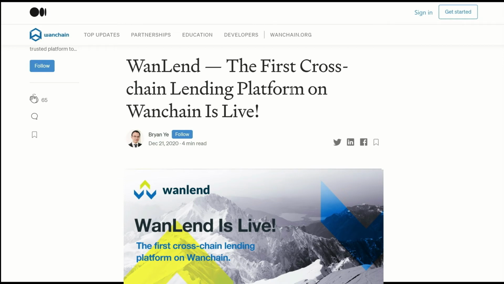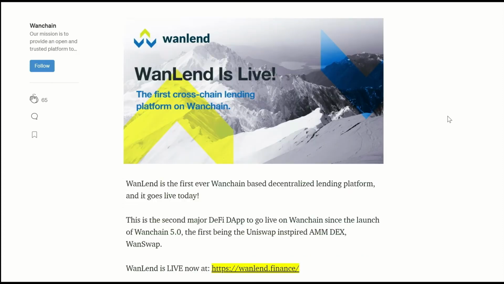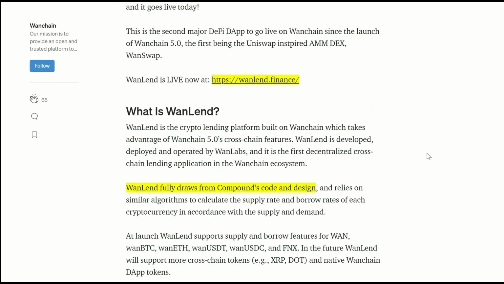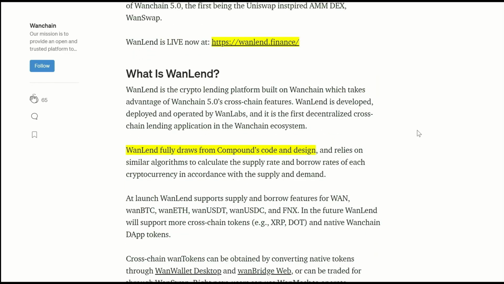Another website on Medium that's really good. This article is from Brian. It's the first cross-chain lending platform on Wanchain, and it goes through all the good information that you need to know before you get into WanLend. So here is the actual website that you're going to need to access it, WanLend.finance. And it goes through and starts talking about WanLend.